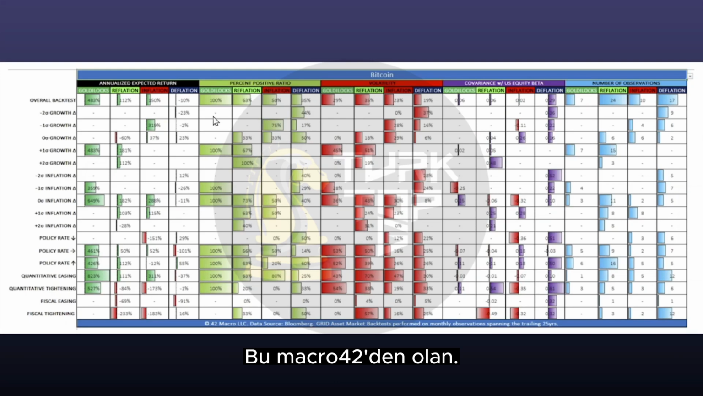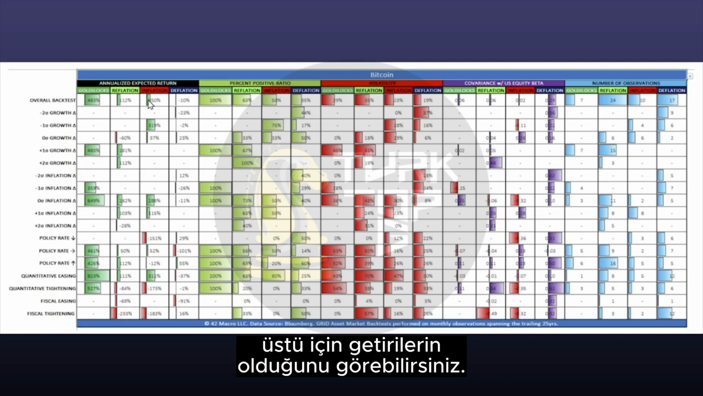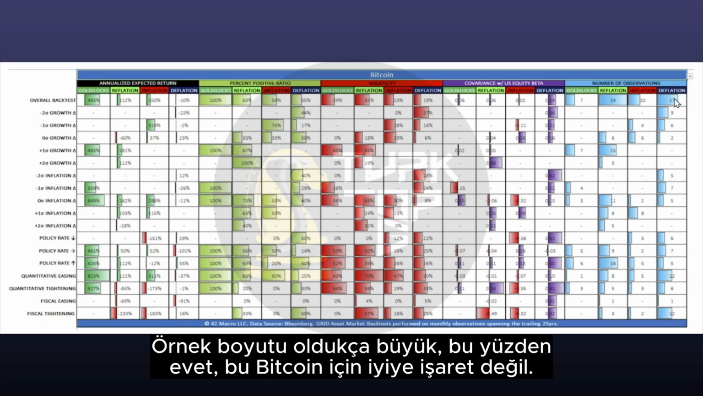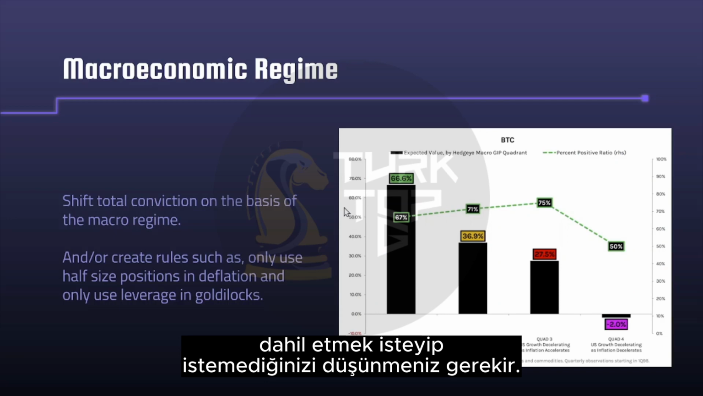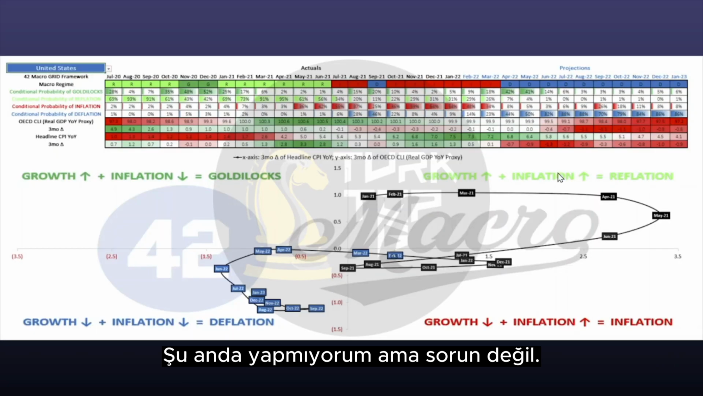This is the one from Macro 42. You can see that returns generally for Bitcoin are higher in Goldilocks, and inflation is kind of tied, but deflation is definitely negative. Sample size is quite large, so that doesn't bode well for Bitcoin. You need to consider whether you want to incorporate macroeconomic regime analysis into your process. I currently don't, but that's all right.